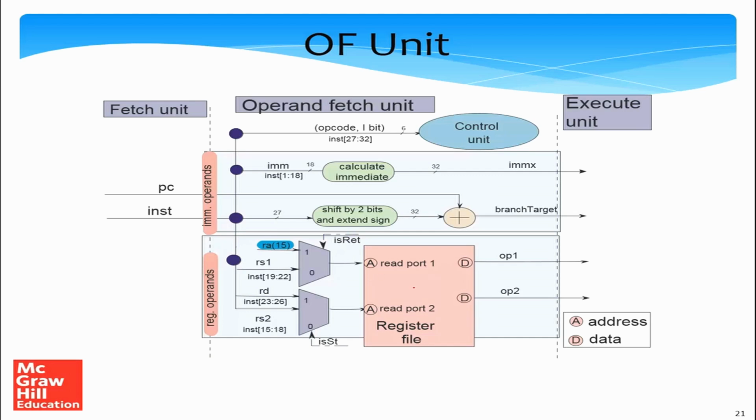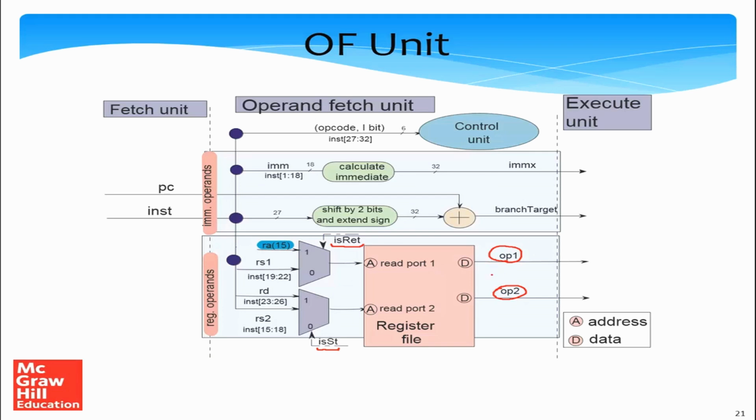So the first is the register file. The register file contains the registers, and in that we read the values of the registers. It takes two control signals as input, is read and is store. And there are two outputs, OP1 and OP2. So depending upon the instruction, they can contain different things.